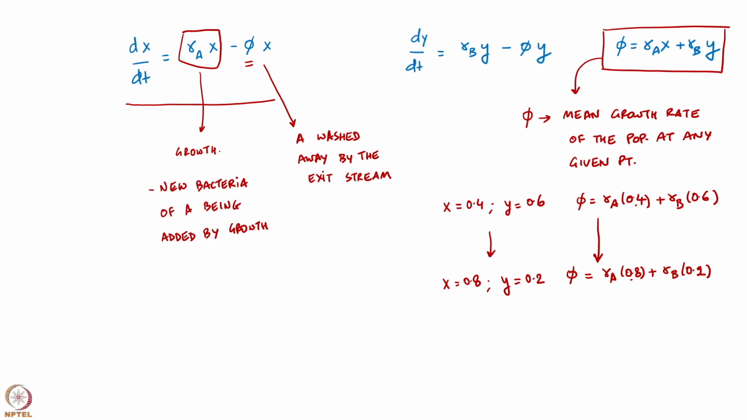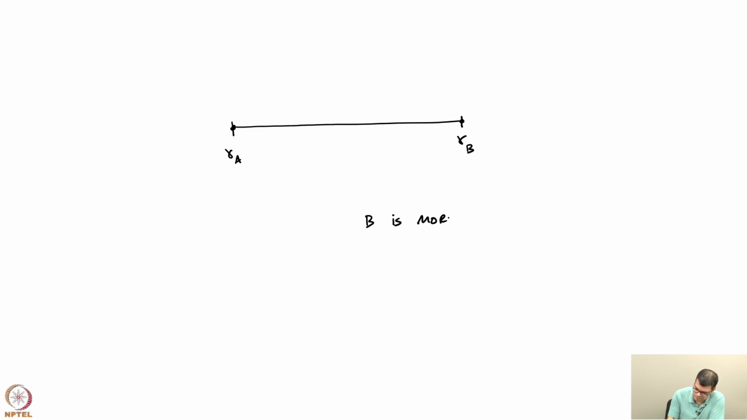Another way to understand this would be that if we were to make a scale like this, that let us say on a scale we have R A and R B. So, what we are saying is that B is more fit than A, and by more fit we mean greater growth rate.